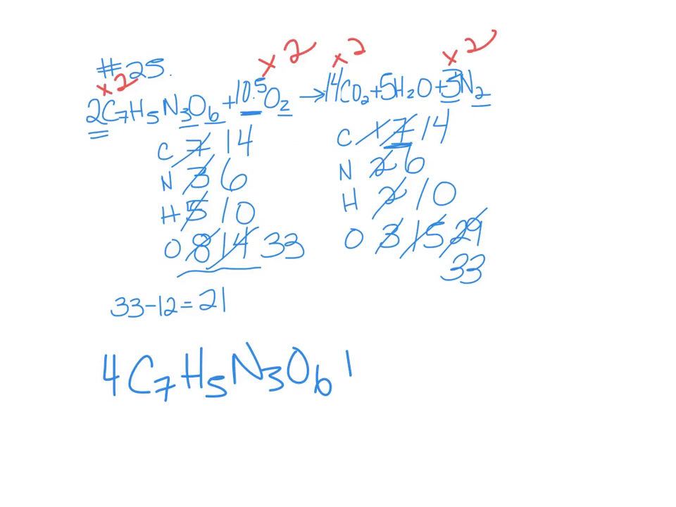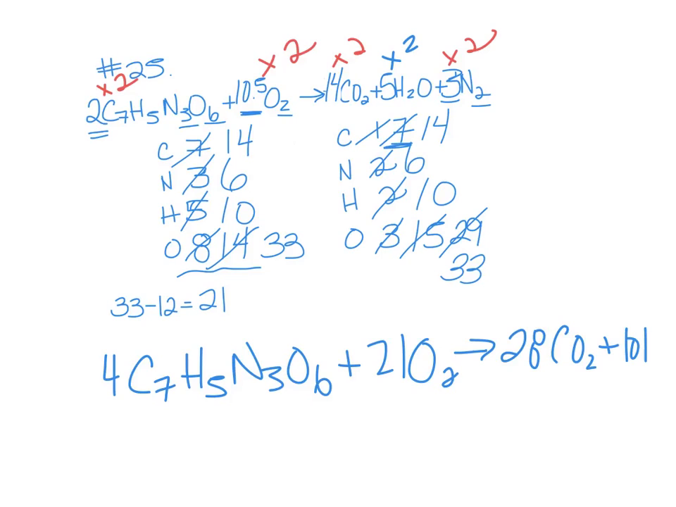C7H5N3O6 plus 21 O2s, 28 CO2s, oh, I have to multiply that one too, plus 10 H2Os, plus 6 N2s. And then that will balance out all of the elements correctly, and making sure that, this is a 21, that my coefficients are all whole numbers as well.